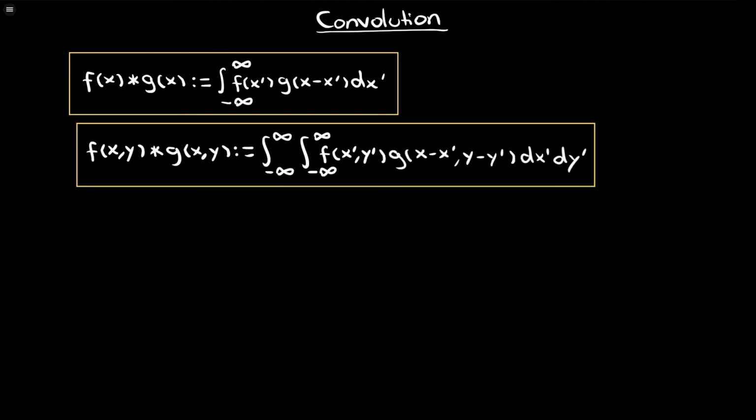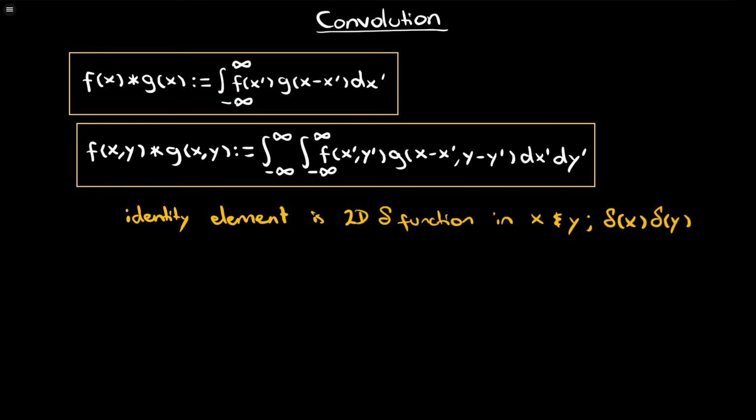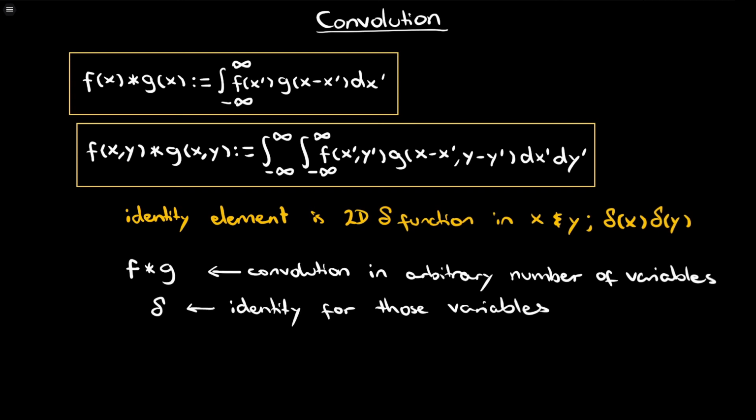For functions with more than one variable, such as f of x, y and g of x, y, their convolution follows a very, very similar definition. Here we convolve over both variables. And in this case, the identity element would actually be the two-dimensional delta function in x and y, which is delta of x times delta of y. When I don't specify the inputs to functions, and write the convolution symbol, this would represent a convolution with an arbitrary number of variables, and in the same context, when I write a delta, that will stand for the identity for the convolution in that number of variables.